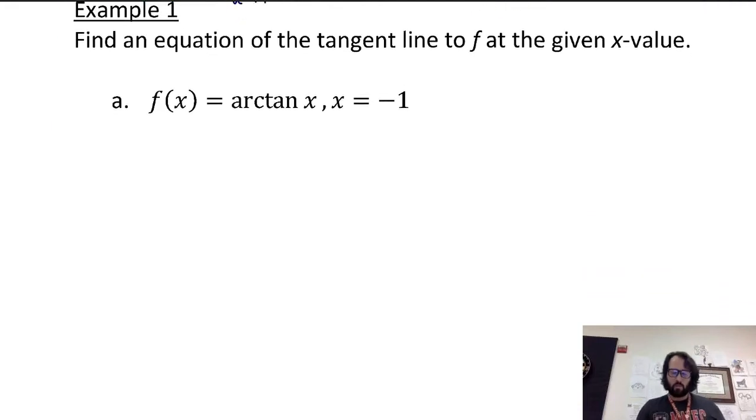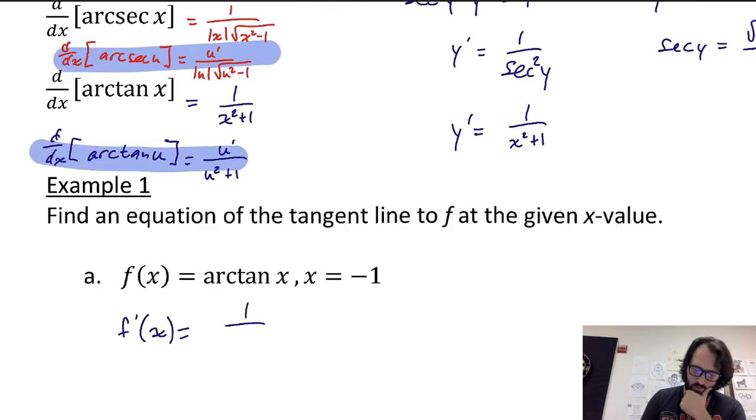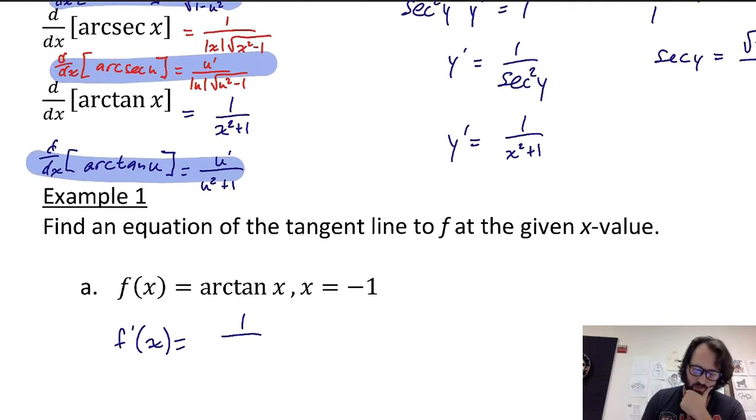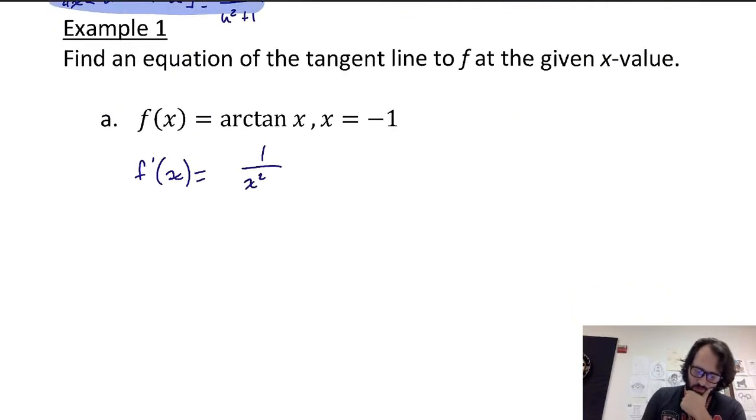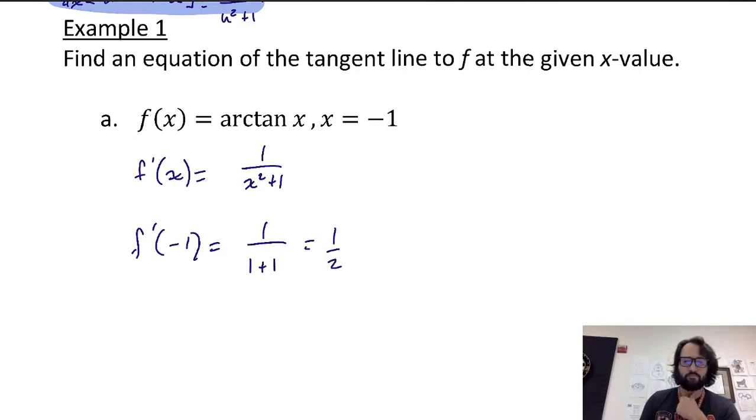All right, but find an equation of the tangent line for f at the given x value. So I have f here, I have x equals -1. So to find the tangent line, I'm going to need two things. I need the point and I need the slope. So I do know that I need my derivative, and the derivative of this is 1 over, let's verify it, x squared plus 1, right? Yep, x squared plus 1. So at -1, f prime of -1 to find my slope would be 1 over 1 plus 1. So my slope is 1/2.